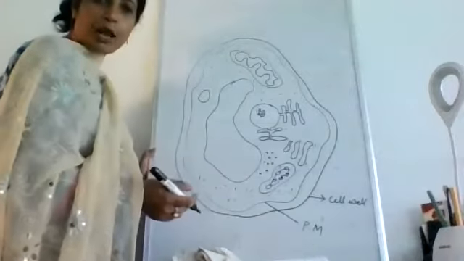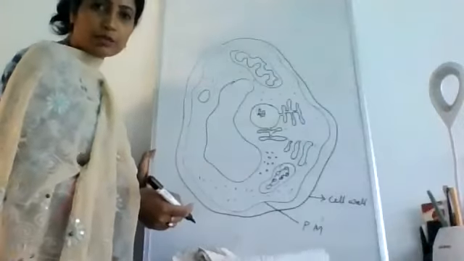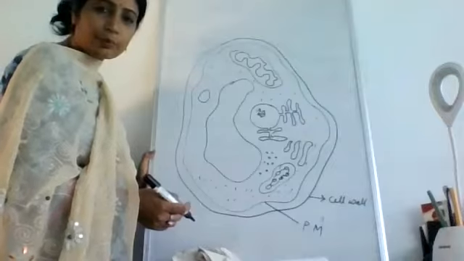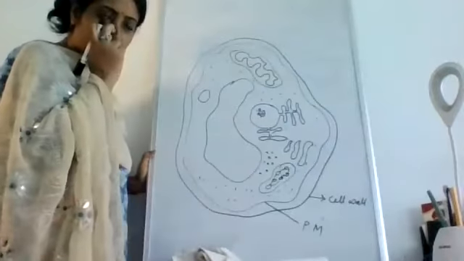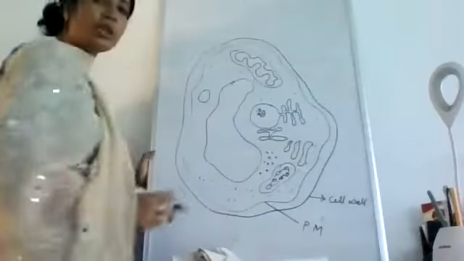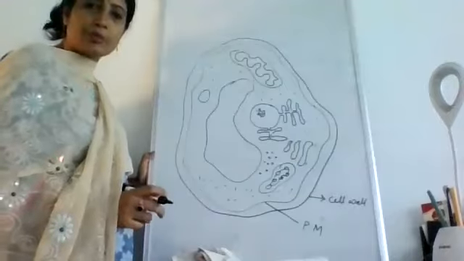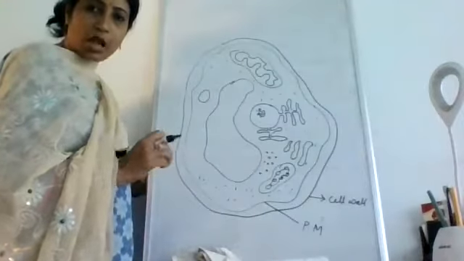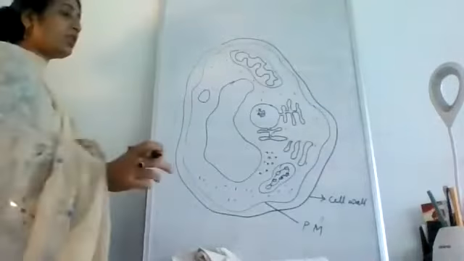And what is protoplasm? Cytoplasm plus nucleus. Cytoplasm including nucleus is called protoplasm, and excluding nucleus is called cytoplasm. I hope this thing is clear. So this is the figure of what?